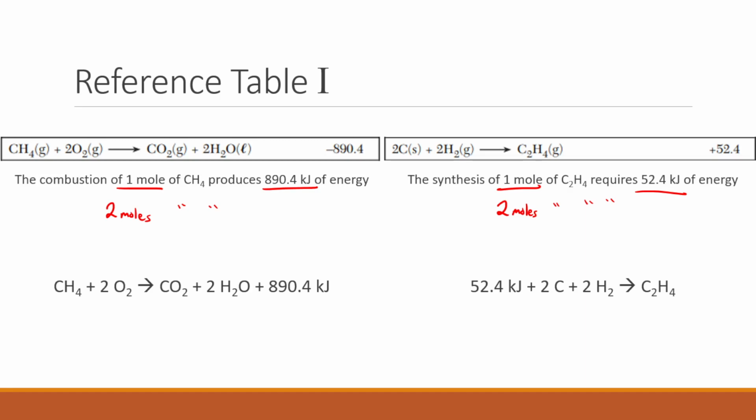We would double both of these answers. If 1 mole creates 890, 2 moles creates 1780, right? Doubling the amount of energy. If I had put a 3 or a 4 or a 7 or an 8, I would be multiplying this value by 3 or 4 or 7 or 8. The value is tied to the equation as it is written.